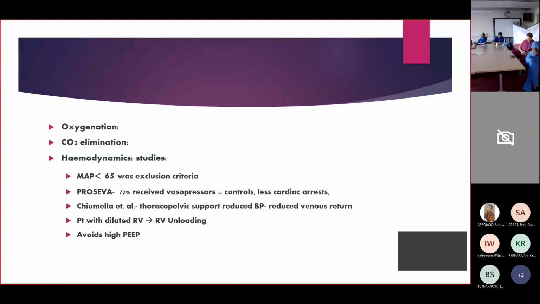But even then, there have been studies which report an improvement in the cardiac output because of right ventricular unloading. Also, in many cases, we see an improvement in hemodynamics because we are able to avoid high PEEPs, as we get better oxygenation with the prone position.